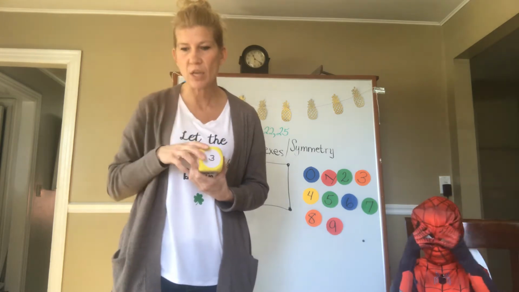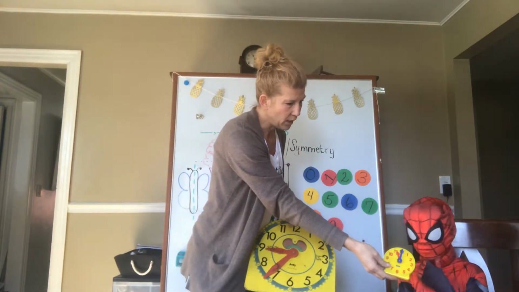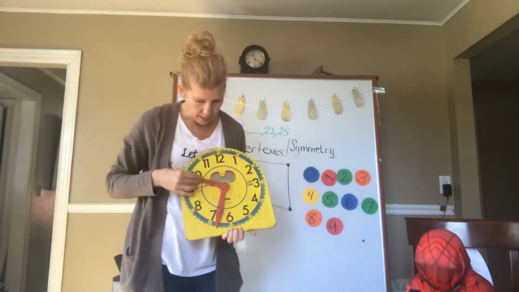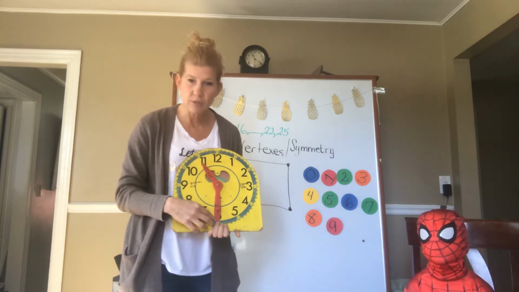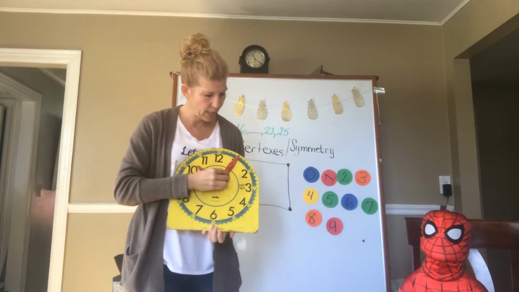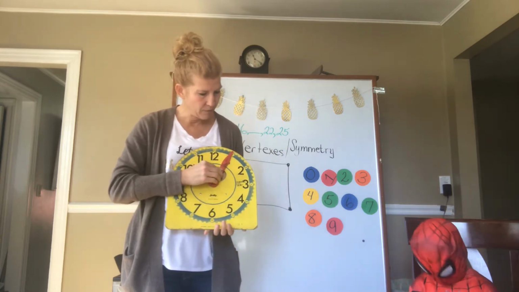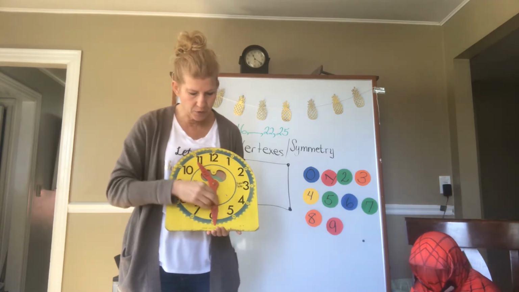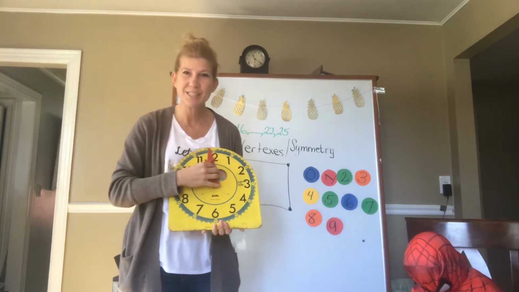This is the face that you see. Now the next thing I'd like to talk about, we're going to look at our clocks. We know that the little hand on a clock tells our hour hand. The long hand on the clock tells our minute hand. And when we count by fives, count with me. 5, 10, 15, 20, 25, 30, 35, 40, 45, 50, 55, 60.